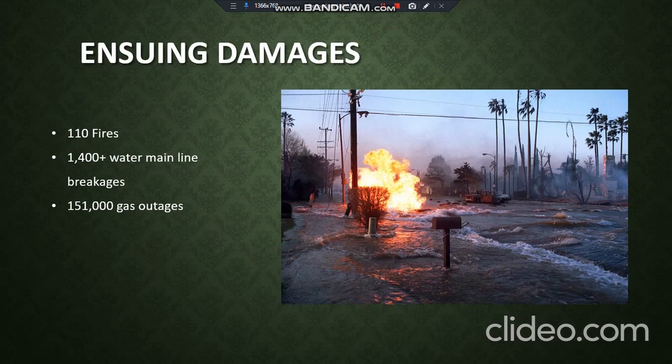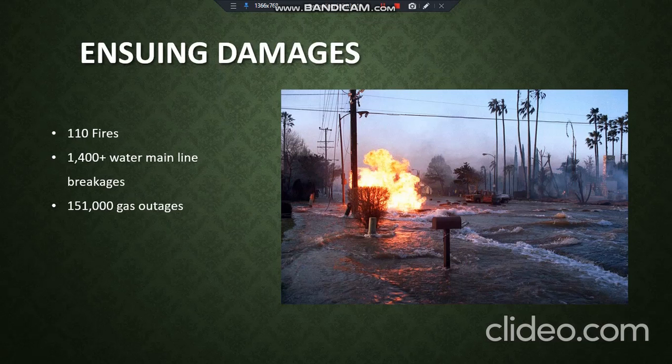Earthquakes mainly damage structures. Some people may be hurt by collapses, but much of the damage is related more to the aftermath. In 1906, San Francisco was hit by a magnitude 7.9 earthquake, which is significant, but the fire that followed was what razed a quarter of the city to the ground. After our earthquake in Northridge, 110 fires ensued due to gas line ruptures. And not only that, but over 1,400 water main pipes ruptured, drastically hindering the firefighters' efforts to quench the flames. Another byproduct of the earthquake were the 151,000 gas outages, which left people without hot water or a functional stove until repairs could be made.